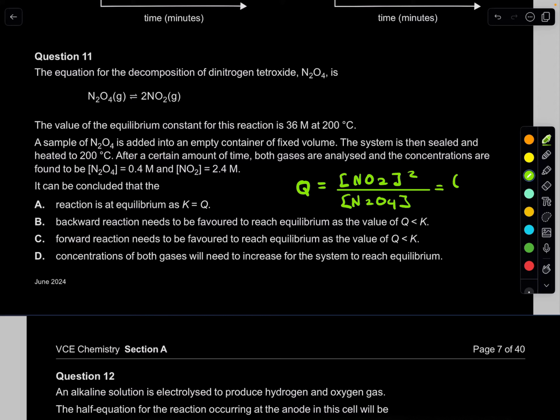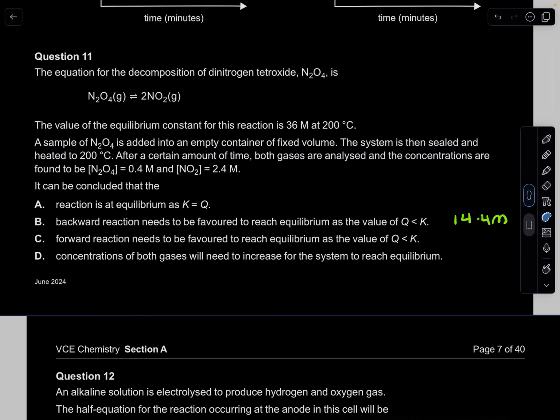So NO2 is 2.4 mole, being squared, divided by 0.4. So that's going to give me 2.4 squared over 0.4, which is basically 14.4 mole. Done. So we got the reaction quotient now. Let's have a look at this. Let me just rub this out. So we got the reaction quotient as this over here.